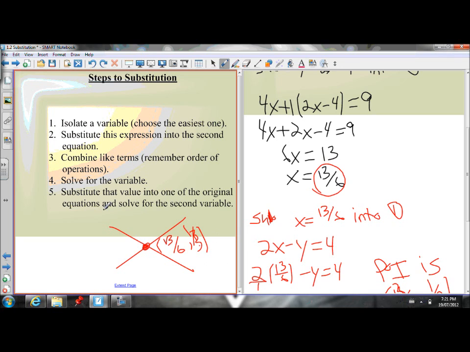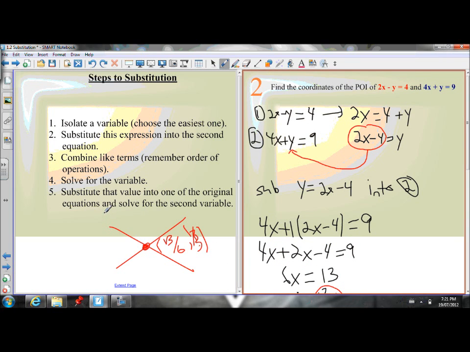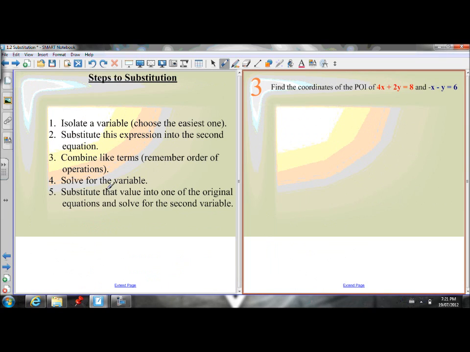Okay, let's do one more example for good measure. Last example, I have 4x plus 2y equals 8. In my second equation, I have negative x minus y equals 6. Step 1, isolate a variable.